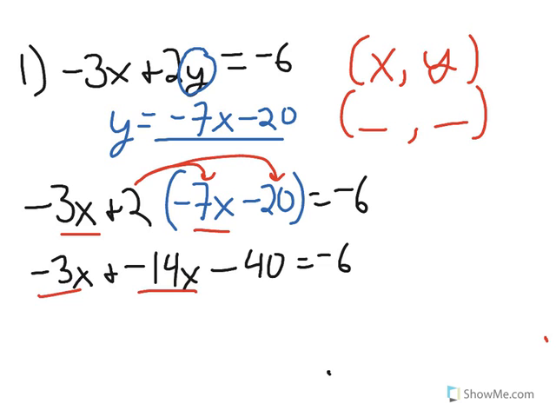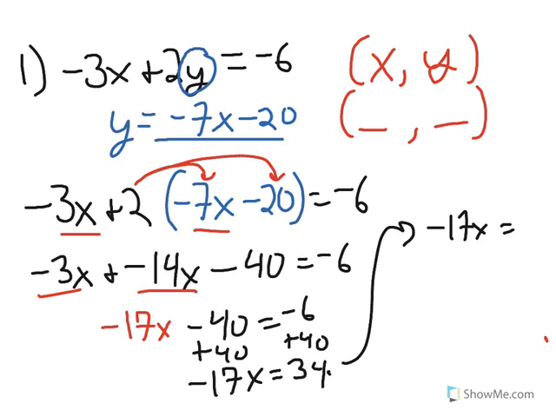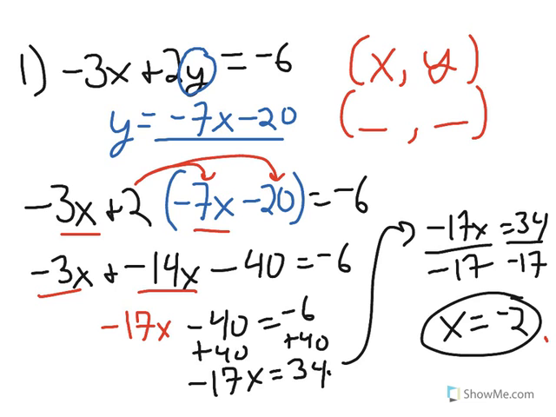I'm going to combine my like terms to get negative 17x, still minus 40 equals negative 6, add 40 on both sides, so then I have negative 17x equals 34. I'm going to go ahead and take that up over here. So I have negative 17x equals 34. I'm going to divide by negative 17. So x will equal negative 2. That's the first part of my answer. So I'm going to put it in for my x equation.